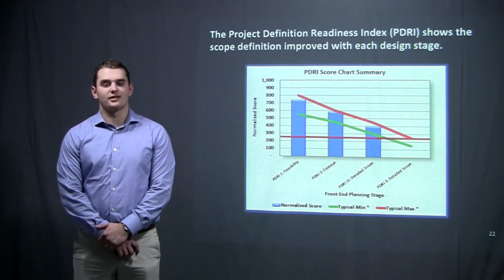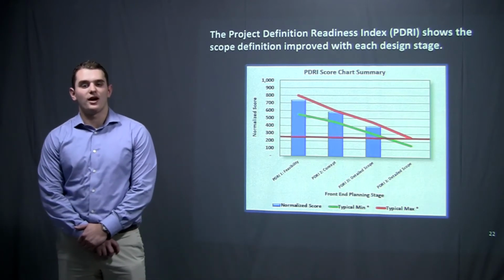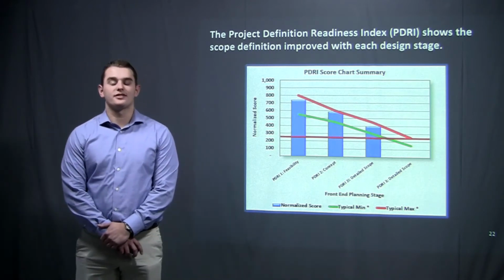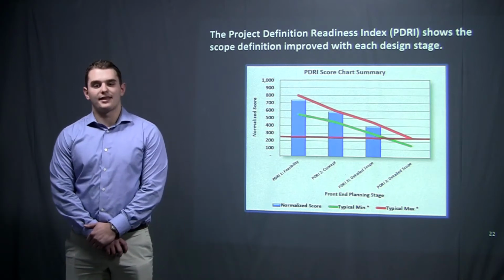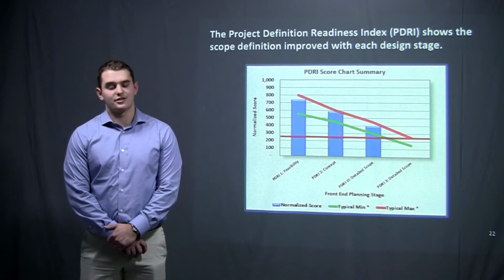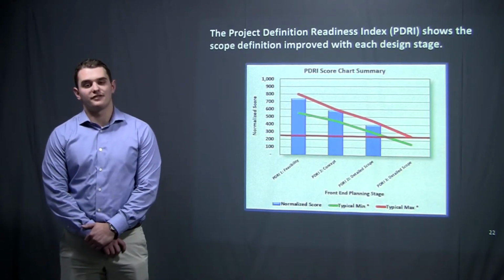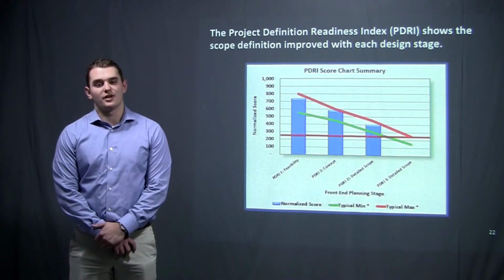As you can see in our last gate, we achieved a PDRI score of 400, and while this is exhibiting a good sign of continued decrease, it is not yet below that target. The reason we want to shoot for this target is that research has shown that projects with a PDRI score below 250 tend to be more successful in maintaining their schedule and budget.